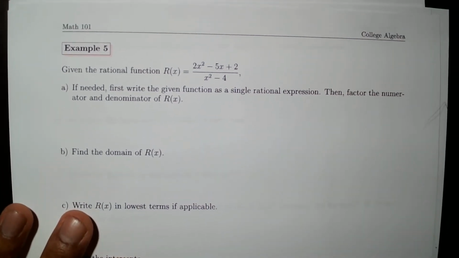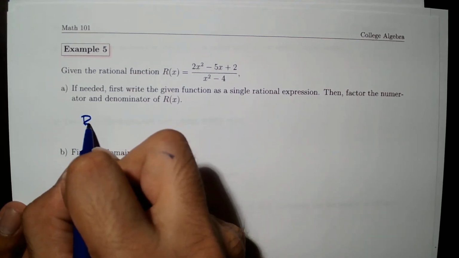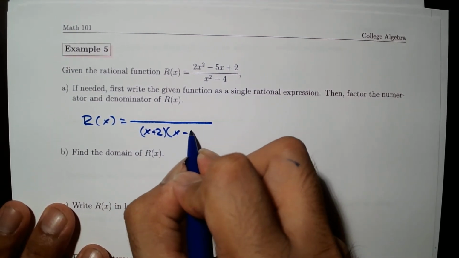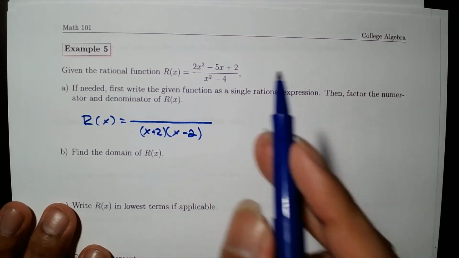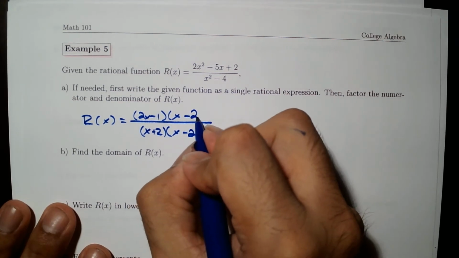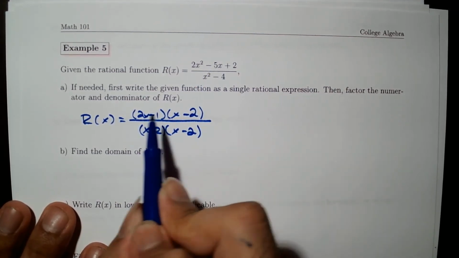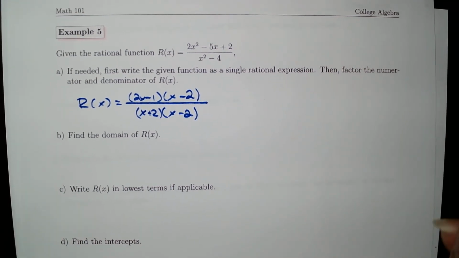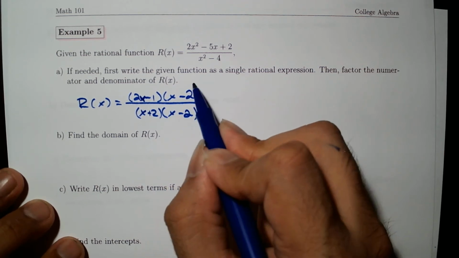Then factor the numerator. So we need to factor the numerator and the denominator. When we write r of x using factoring, the denominator will be x plus 2 and x minus 2. For the numerator, I don't want to spend too much time doing the factoring. I'm just going to give you the factors: 2x minus 1 times x minus 2. How do we get the factoring of this? Well, you might want to use the diamond method or guess and check, which are methods that we have covered in a review session earlier. All right, so find the domain of r of x. And I know what you're thinking. You might want to cancel this. Not yet.